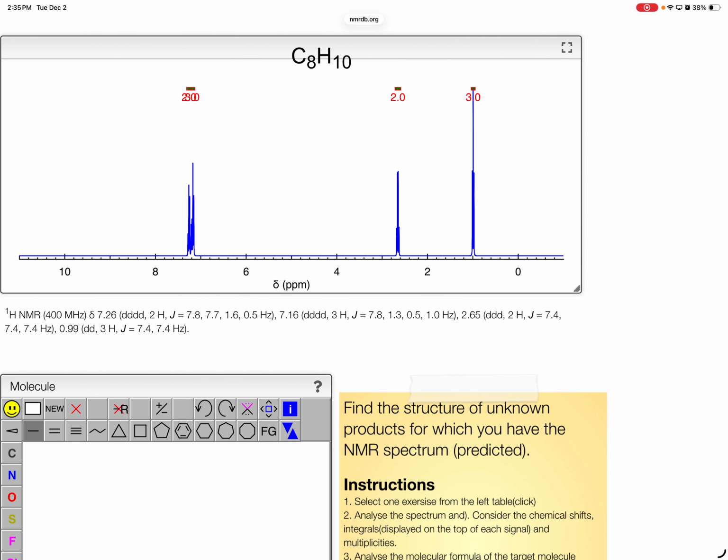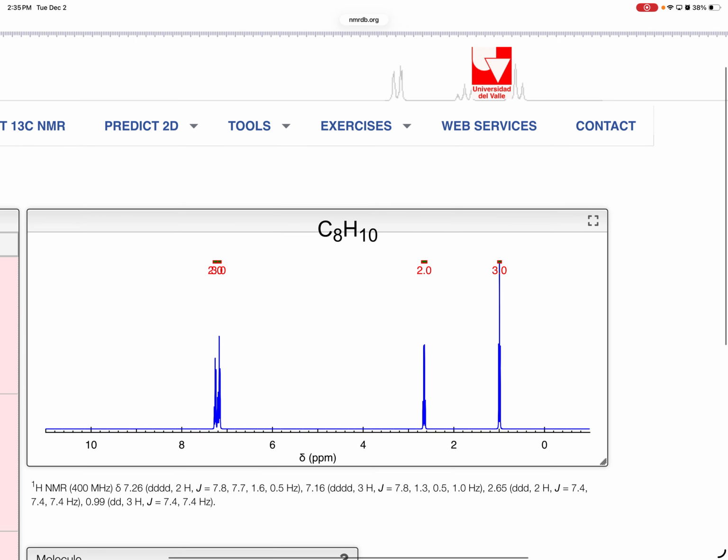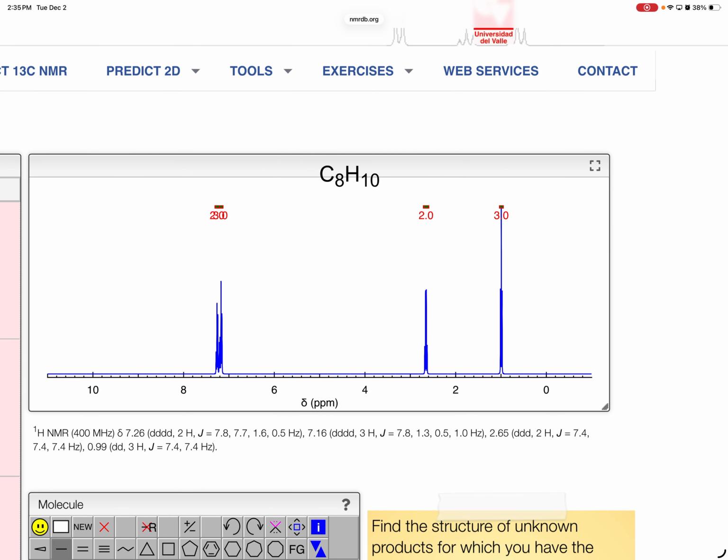You guys, if you want to go on this website, it's great to practice NMR. It's called NMR Database DB, nmrdb.org.